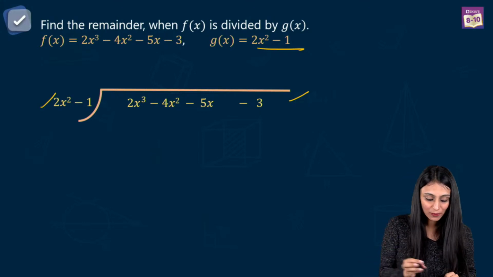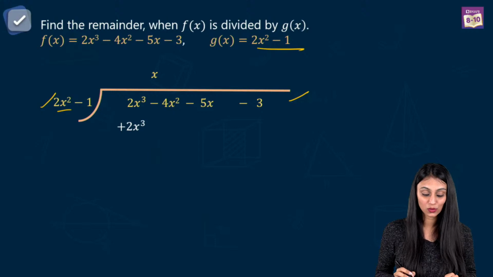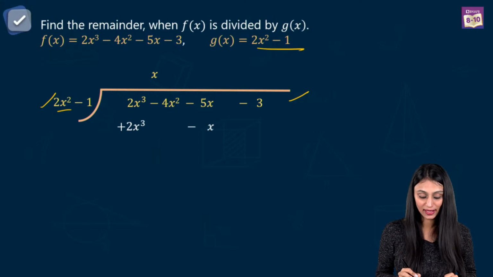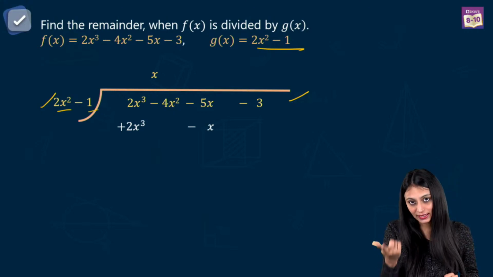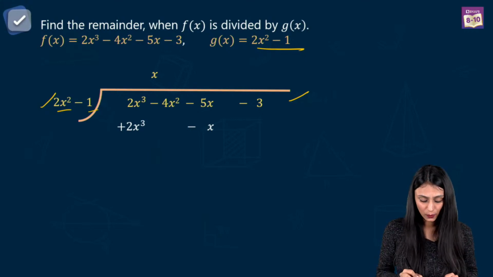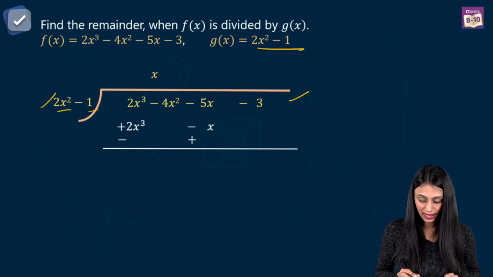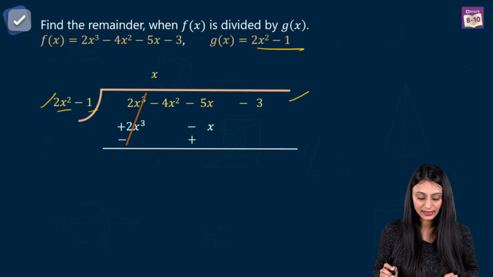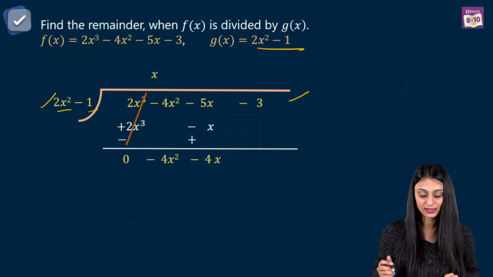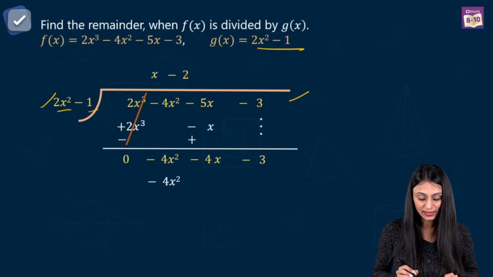So what shall I multiply 2x squared with so that I get 2x cubed? Multiply this with x, we get positive 2x cubed, and then this x is multiplied with minus 1 also, you get minus x. We simply change the signs. This will become negative, this is the positive sign here. Then this gets cancelled out, positive and negative. Minus 5x plus x, you get minus 4x. You take minus 4x squared down and you take minus 3 down as well.